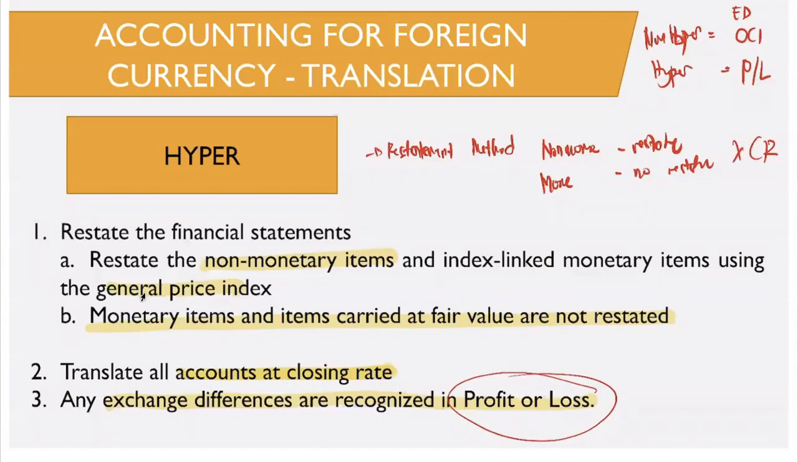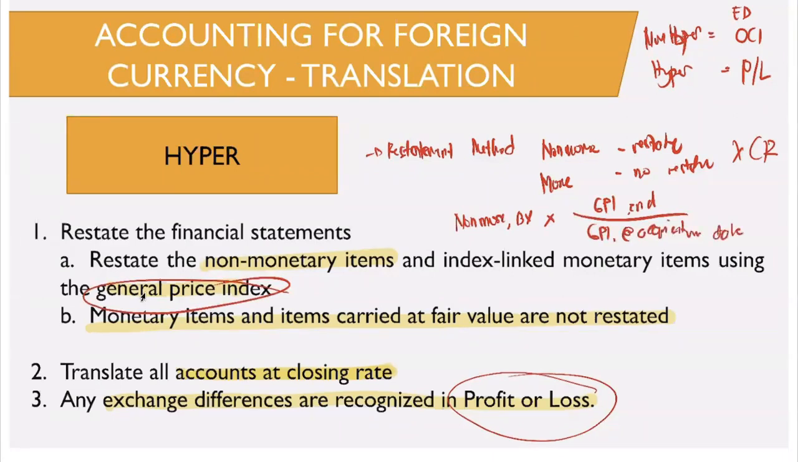So how do we restate? If we have a non-monetary item, you get the book value, multiply it by your GPI, or general price index, and divide by the GPI at acquisition. Whatever the acquisition date of that particular non-monetary item is, we use it. So for example, we have here cash, AR, land, and building.